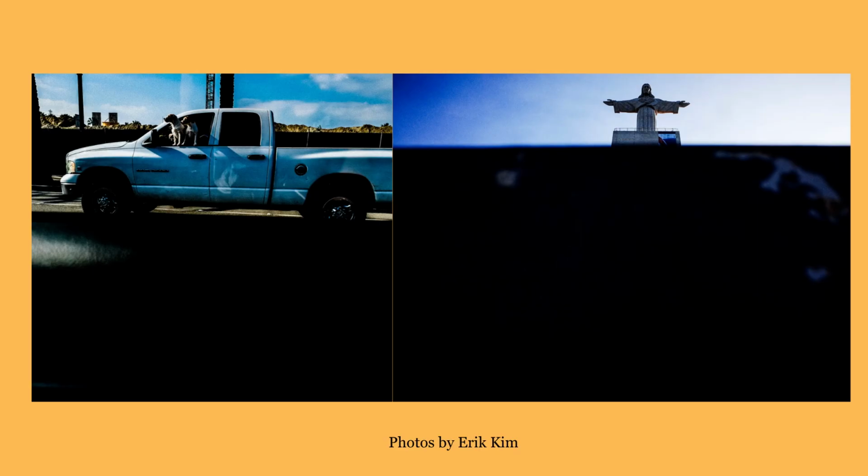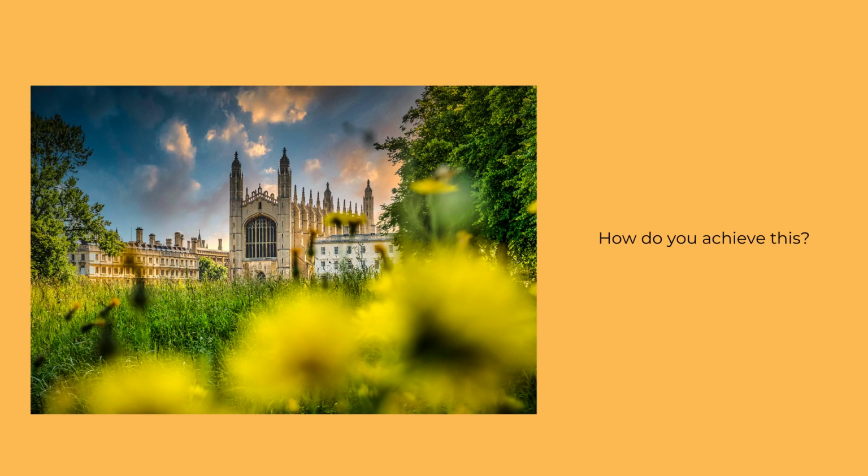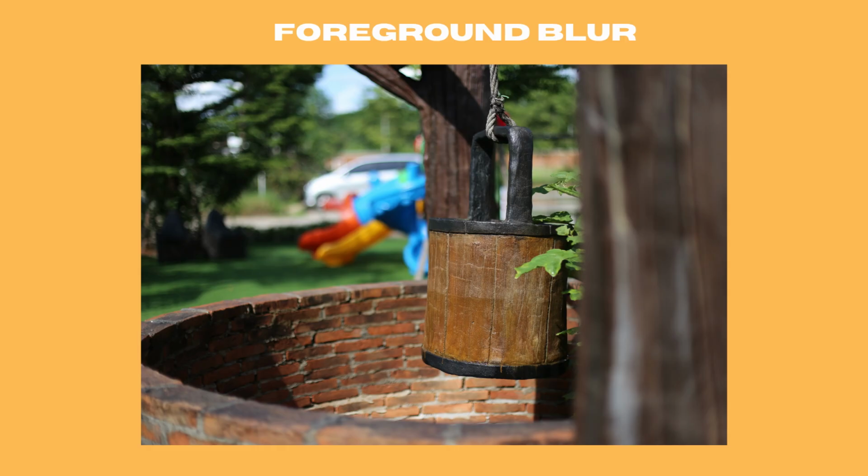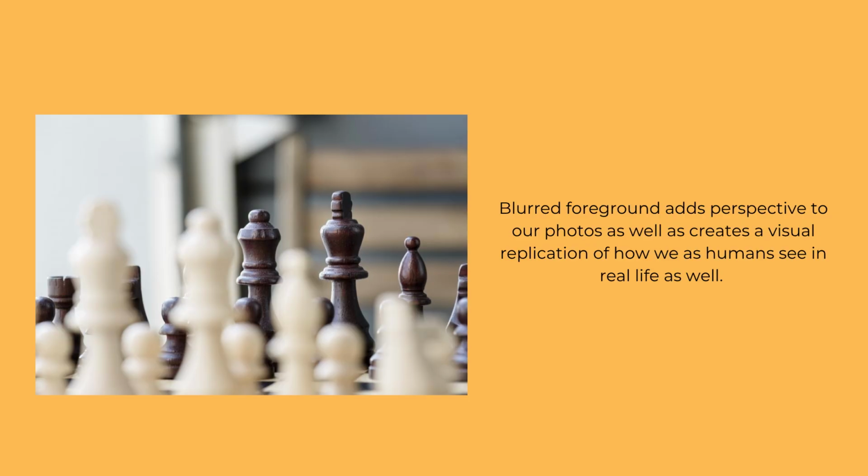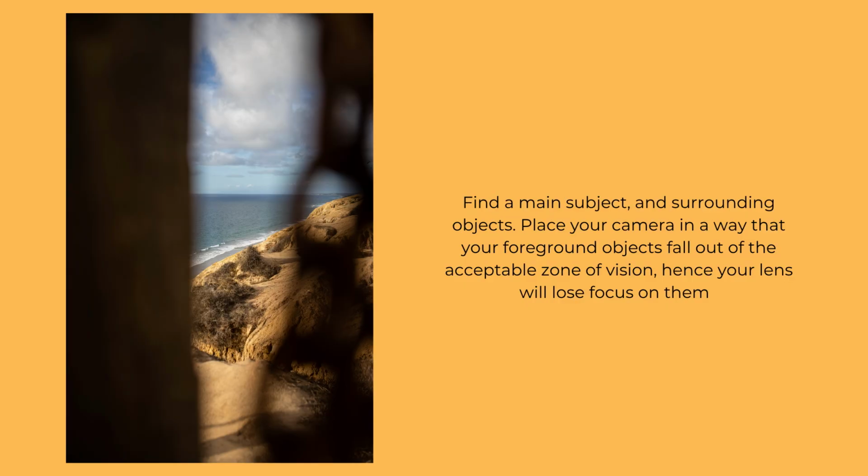We can also create depth through a foreground blur. A blurred foreground adds immediate perspective to our photos, creating a beautiful visual representation of how we as humans naturally see in real life. To achieve this effect, locate your main subject and find surrounding objects situated closer to you. Place your camera so that the foreground objects fall completely outside your lens's acceptable focus zone. By doing this, your lens will naturally lose focus on those near elements, keeping your main subject sharp while creating a very gentle contextual frame.